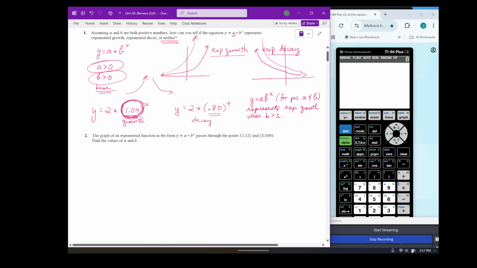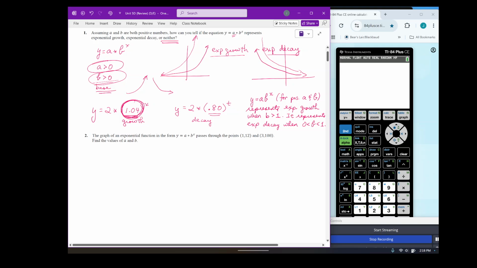It represents decay, exponential decay, when b is between 0 and 1, right? So less than 1, but it's got to be more than 0%. Otherwise, you're getting negative somehow, which doesn't really make sense. And also b has to be positive. So we're already saying it's got to be bigger than 0.